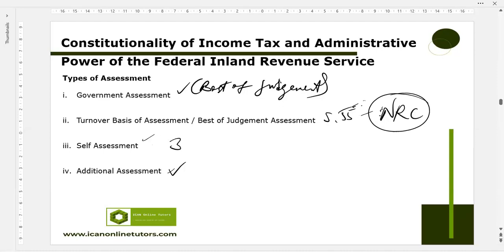Then for additional assessment, I've explained this briefly as well. It has to do with the FIRS discovering, in their opinion, that you have not assessed yourself to tax in line with the provision of the relevant tax law, or that you seem to have understated your tax return or underassessed yourself. So they do their computation and come up with an additional assessment. Additional assessment means they recognize whatever you have assessed yourself to before, and they only ask you to pay the difference between the tax you have initially paid and what they felt your income tax payable should be. Are we together?